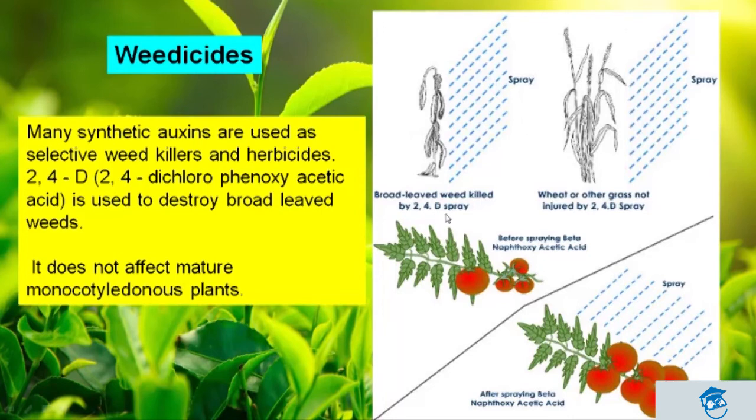2,4-D is a synthetic auxin, and this is a wheat or another grass not injured by 2,4-D spray. See, this is the spray of 2,4-D. Before spraying beta naphthoxyacetic acid, and this is after spraying beta naphthoxyacetic acid. So this clearly indicates that many synthetic auxins are used as selective weed killers and herbicides. Okay, and more importantly, synthetic auxin, that is 2,4-D, is used to destroy broad-leaved weeds. Okay, but it does not affect mature monocotyledonous plants, so keep that in mind.